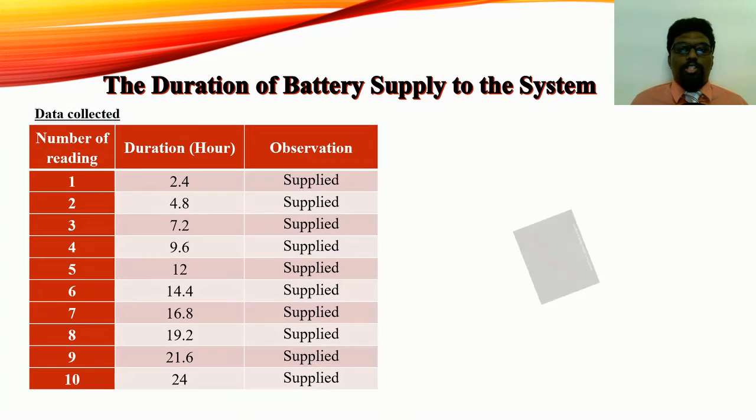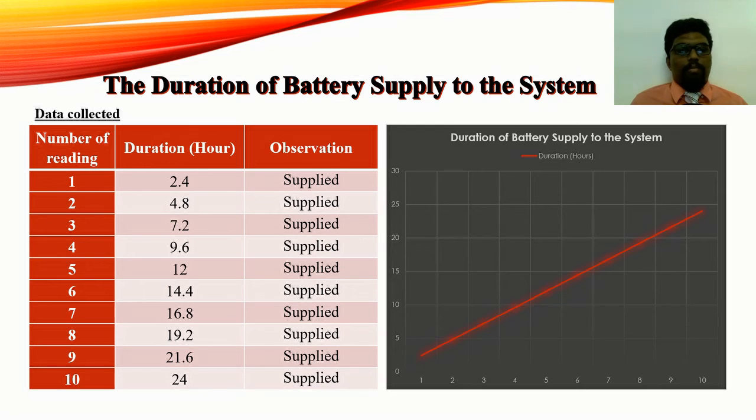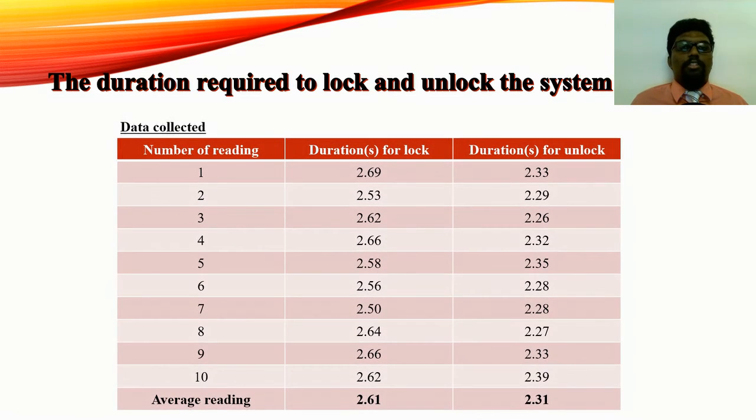For the duration of battery supply to the system, I tested for 1 day. The battery still supplied the system. For the duration required to lock and unlock the system, as we can see, the average reading is 2.61 seconds to lock and 2.31 seconds to unlock the system.